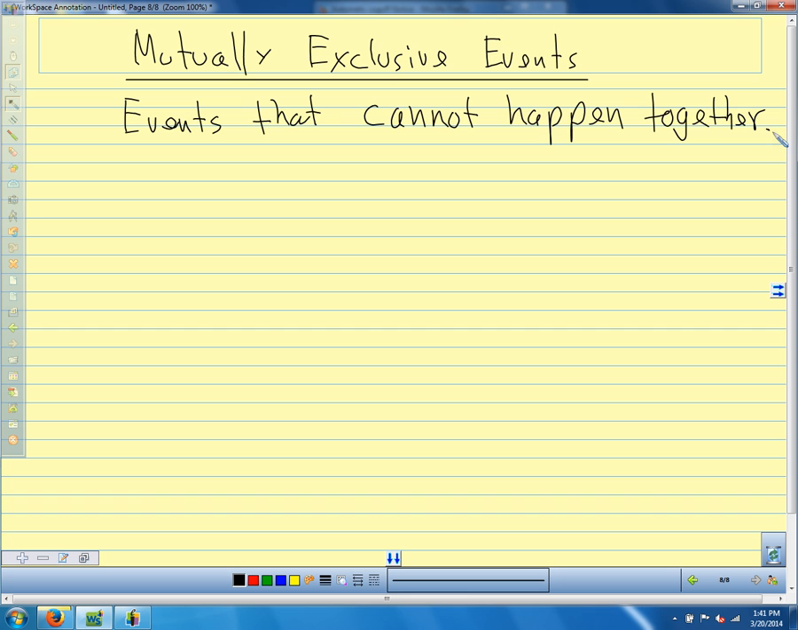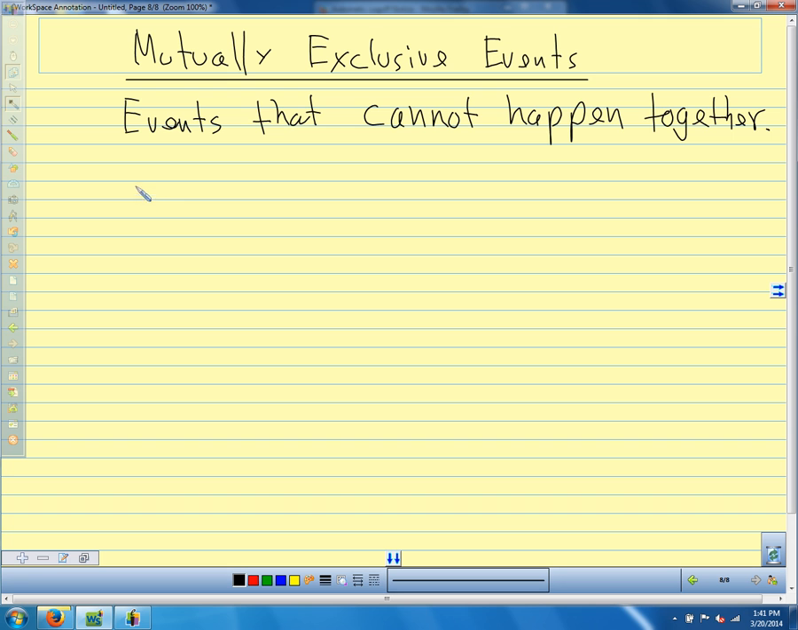So some easy examples of mutually exclusive events. If we roll one die, we can't roll a 6 and a 2 at the same time. If we pick one card out of a deck of cards, we can't draw out a 2 and a 3 at the same time if we're picking one card. So those would be mutually exclusive events. We can't flip a coin and get a heads and a tails in one flip. So those are mutually exclusive.